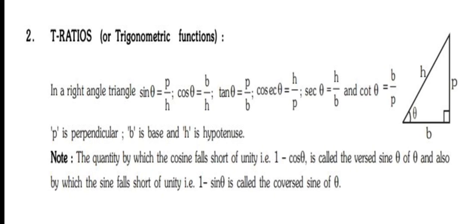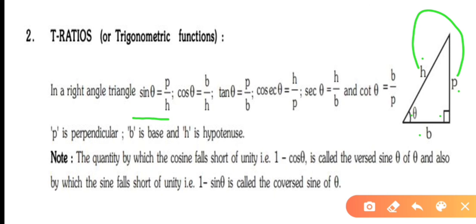Next, T ratios. Already we have a right angle triangle here, that is nothing but base. B stands for here what? Base, perpendicular, hypotenuse. It is angle theta, it is perpendicular 90 degree. In the right angle triangle, sin theta equals P by H, it is perpendicular by hypotenuse. Cos theta equals base by hypotenuse, and tan theta equals perpendicular by base.